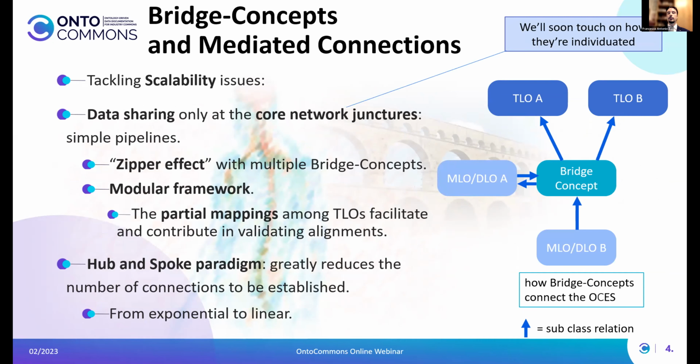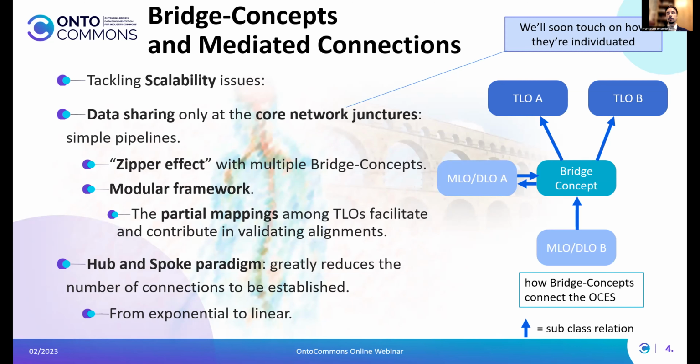Notably, bridge concepts allow to deal with scalability issues in two different ways. First, we don't have to connect all the classes in all the ontologies, as connections spread with minimal losses of information if core nodes in the network are picked. A plurality of bridge concepts act as a sort of zipper, linking two ontologies together and ensuring that alignment makes sense.